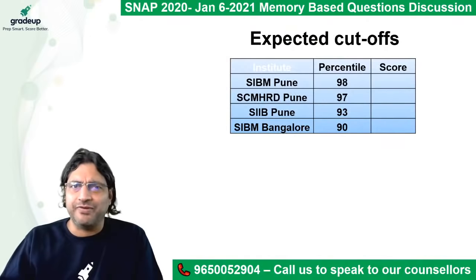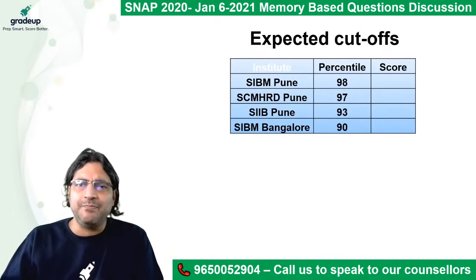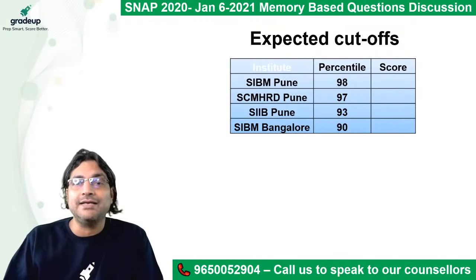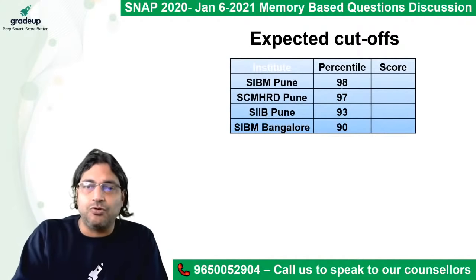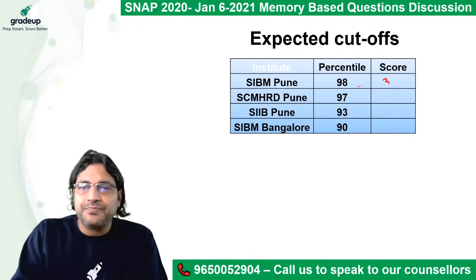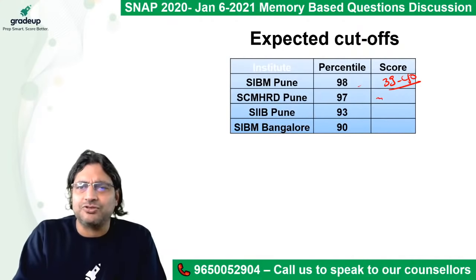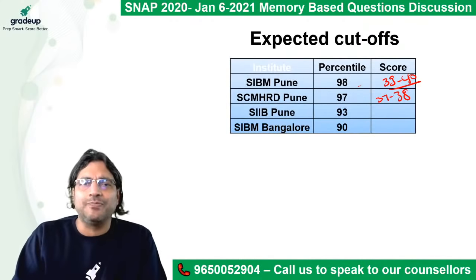Expected cutoffs, we have talked about this a lot. SIBM Pune 98 percentile, SCMHRD Pune 97, SIIB Pune 93, SIBM Bangalore 90. We believe that if you get a score of around 39-40, you should be here. Similarly, here I believe that a score of 37-38 should be sufficient.